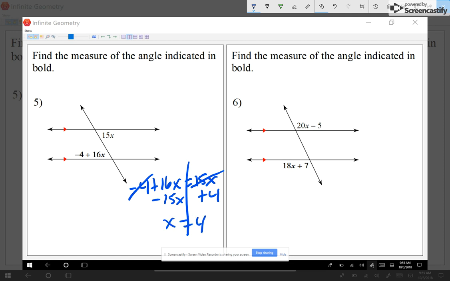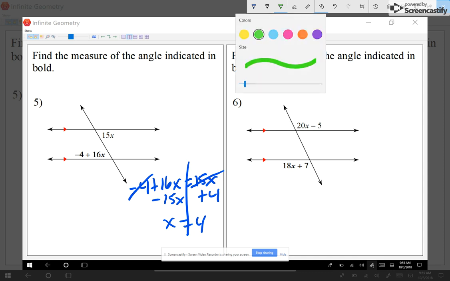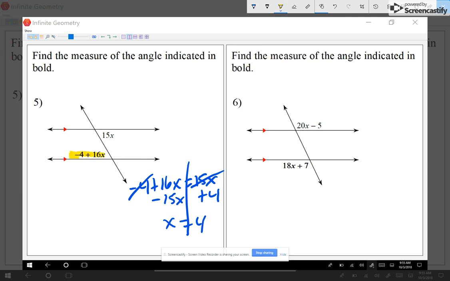But then I read the instructions again. It says find the measure of the angle. So I'm not quite done yet. The dark angle is this angle, negative 4 plus 16x. So what it's asking me is find the value of x and then substitute x with that value. I know there's an addition, but with 16x, I know there's a multiplication. So we're going to substitute it, yes. So 16 and then parentheses 4 and then you solve it.